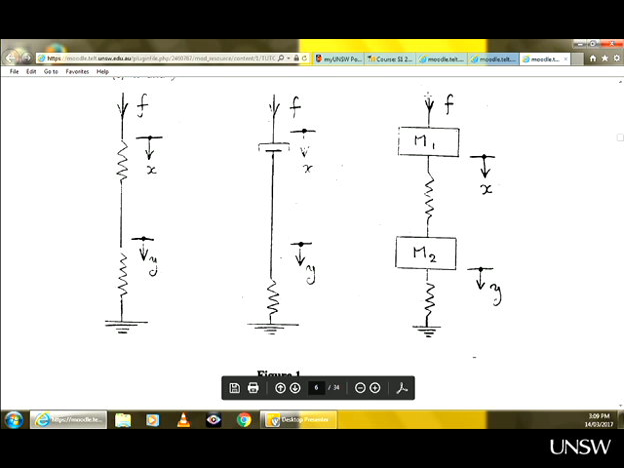Here, the force is not constant because you have inertia. So the force acting here is not the same as the force acting underneath. The difference between those two forces equals m1 x double dot. So in this case, those two forces are not the same. So if the mass is negligible, if you can ignore the mass of the spring and the mass of the damper, you have a constant force.